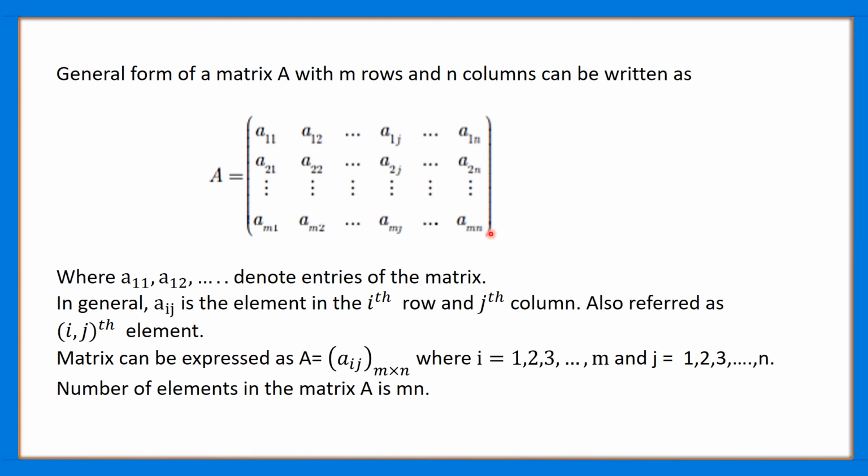It tells us that A11 is nothing but the first row and the first column. A12 tells us that first row, second column. So A11, A12, A13, etc. will tell us the position of the element in the particular matrix. So if we take Aij, then it tells us that the element is in ith row and the jth column. Okay, and it can also be referred to as the i, jth element.